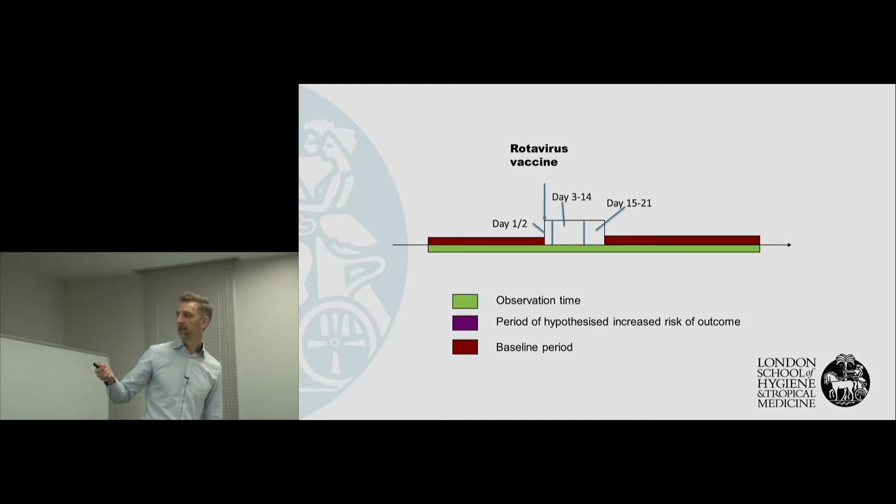So they had the date of the rotavirus vaccine as the start of the exposure, or the start of the hypothesized increased risk period. The first 2 days following vaccination, days 3 to 14 and days 15 to 21. And so this was the period of time that was separated out from the rest of the baseline time. And so remember that all of these kids are going to have intussusception, and the intussusception could happen at any point during the observation. And we're just trying to see, is it more likely to happen during this period?